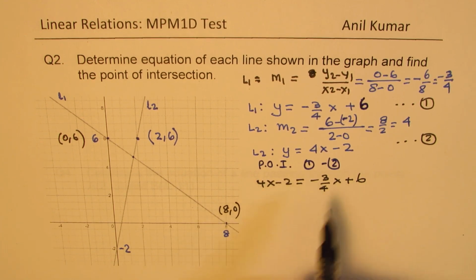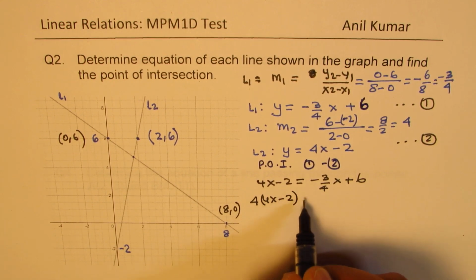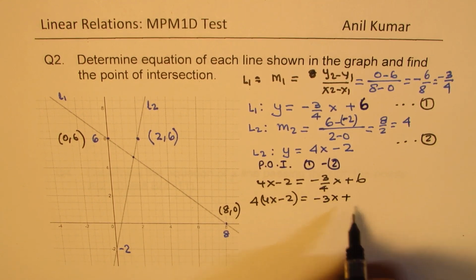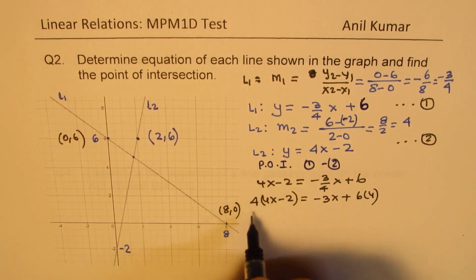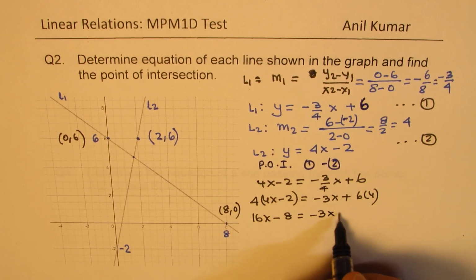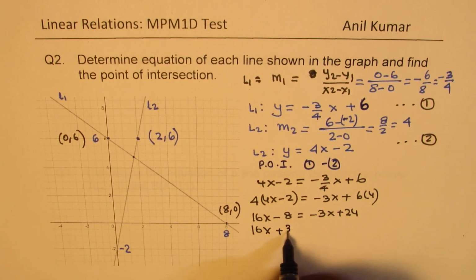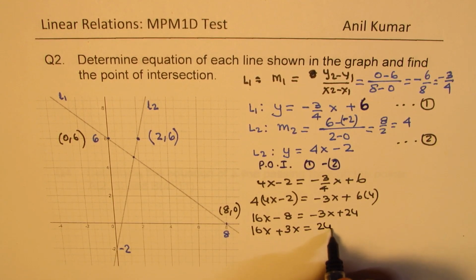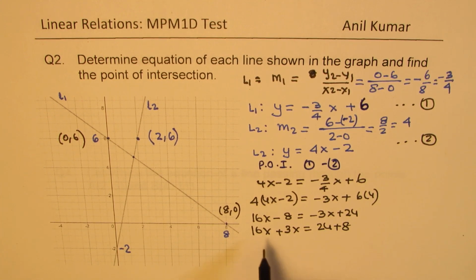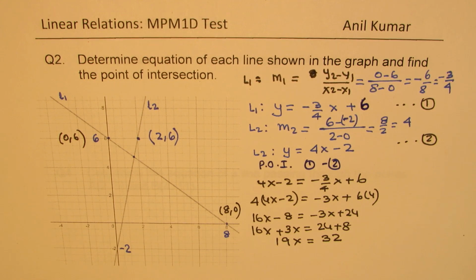Now multiply by 4, that is better. So when you multiply by 4, we get 4 times 4x minus 2 equals minus 3x plus 6 times 4. So 16x minus 8 equals minus 3x plus 24. Bringing x together, 16x plus 3x equals 24 plus 8. So 19x equals 32. So the x value here is 32 over 19.